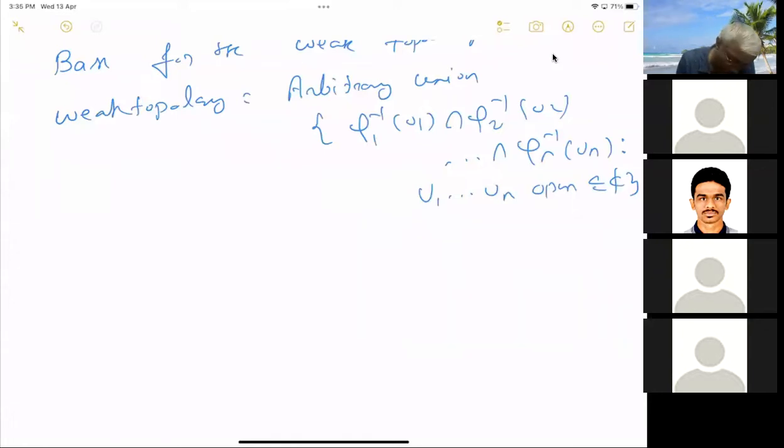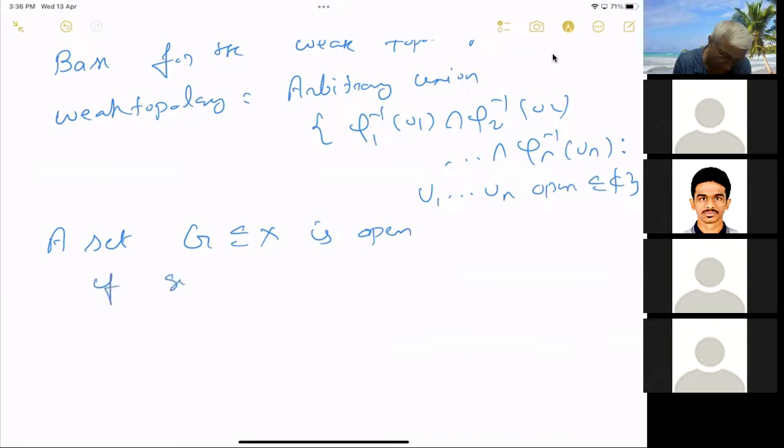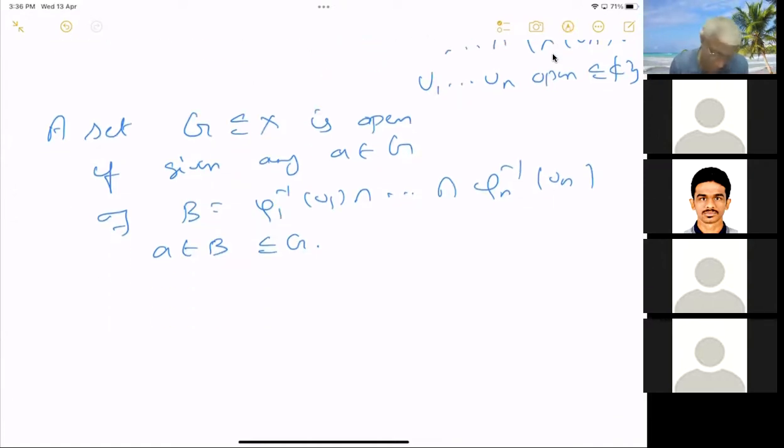Okay. So in particular, a set G contained in X is open if, given any point A in G, there exists a B equal to phi1 inverse U1 intersection up to phi n inverse Un, which contains A, that is A is in B, and B is contained in G. Given any A, there should be a base open set which contains that A, and it should be completely contained in G. So this is the definition of openness.